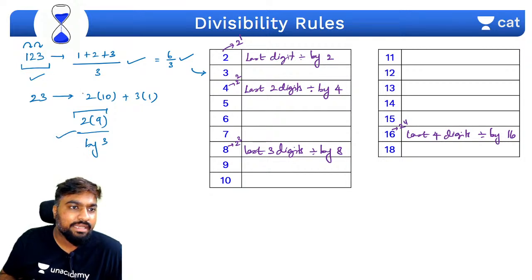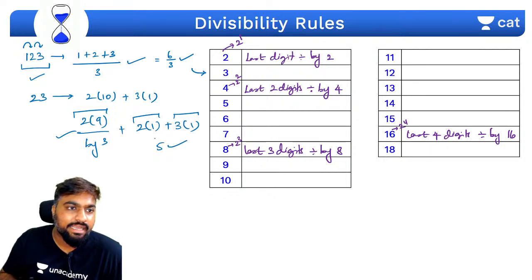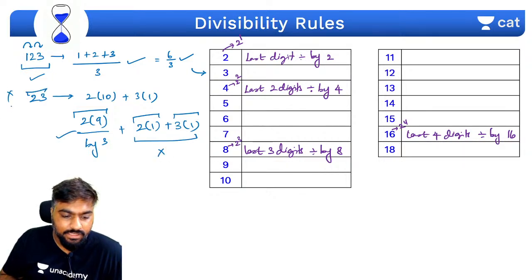So what is remaining? 2 into 1 plus 3 into 1, correct? 2 into 9 is perfectly divisible. What is remaining? 2 into 1 plus 3 into 1. So if 2 plus 3, 5, is divisible by 3, then the entire thing is divisible by 3. Otherwise it's not. So is 2 plus 3 divisible by 3? No. That means 23 is also not divisible. I hope you are able to understand this.